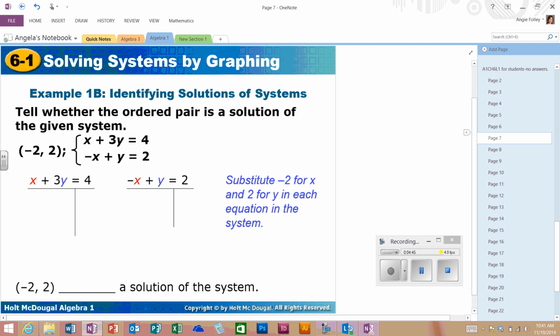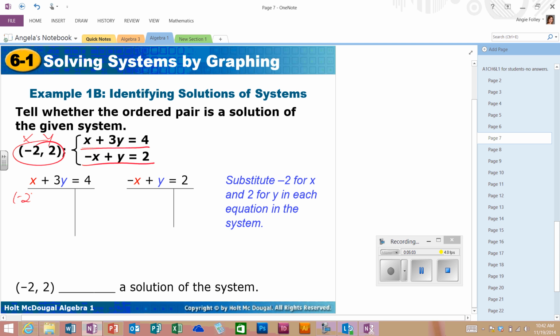So that could save you time. So here's another example. We're going to tell whether the ordered pair is a solution of the given system. So we have this equation and this equation, and our point is (-2, 2). So we're going to do x and y. Our first equation is x + 3y = 4.